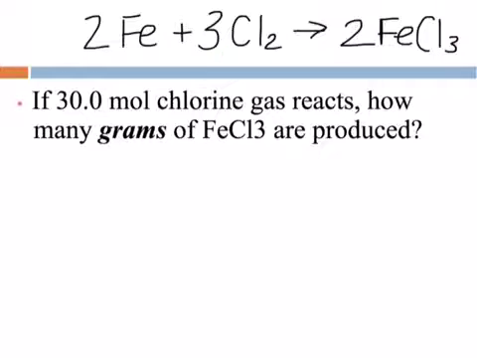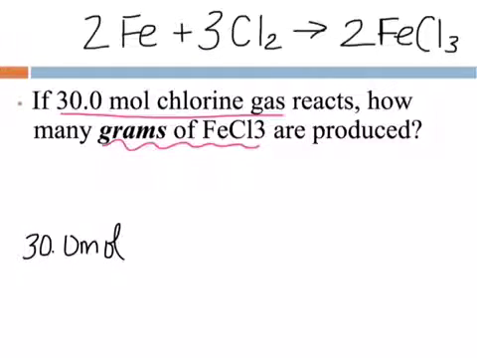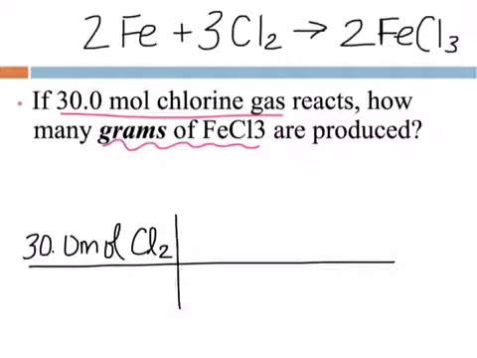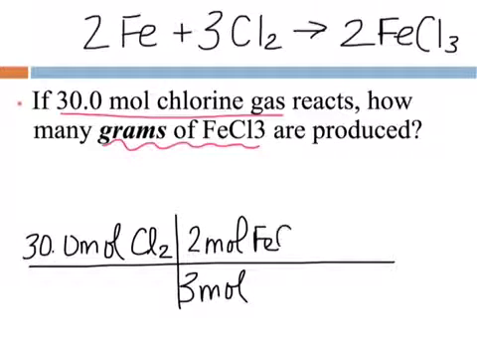Here's another similar example. We've got iron mixing with chlorine to yield iron chloride. So 30 moles of chlorine gas reacts. How many grams of iron chloride are produced? This is what I know. I got 30 moles of chlorine. This is my unknown. So go ahead and fill it in. I've got 30 moles of chlorine gas. And I want to know how many grams of iron chloride. So I've got 3 moles of Cl2 for every 2 moles of iron chloride, and I want to write chlorine down here.